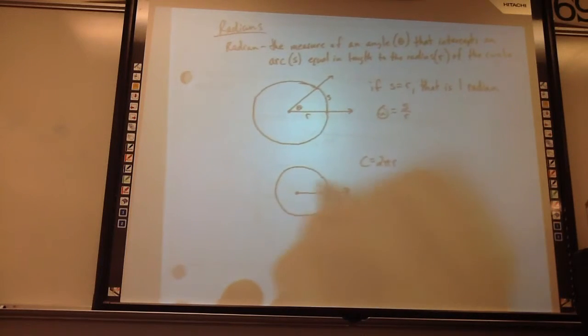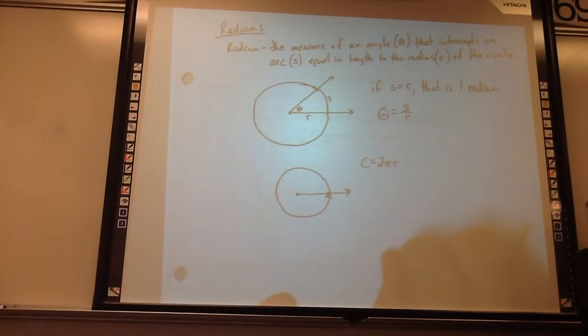So 2 pi r is the circumference of a circle, right? In this case, that is my S, my arc length, because we did a full circle. So I could write S equals 2 times pi times r.